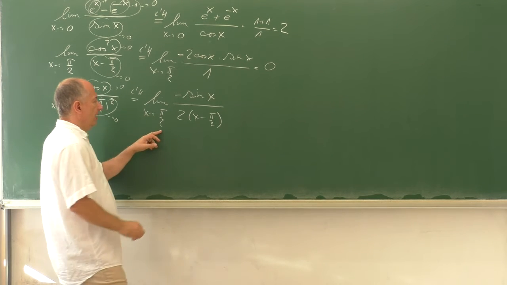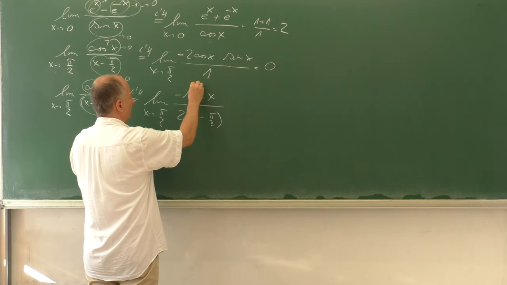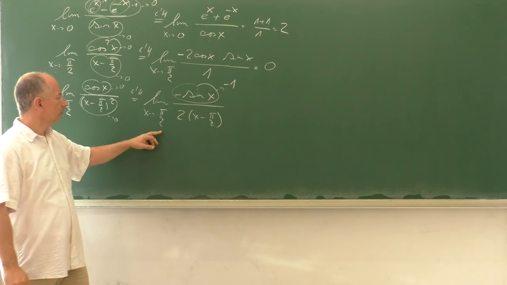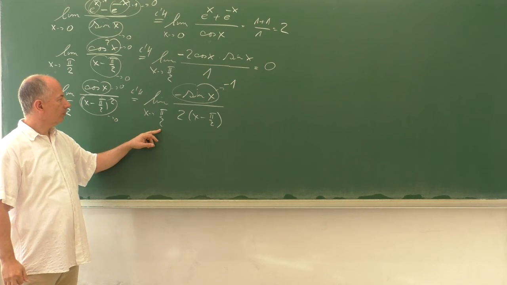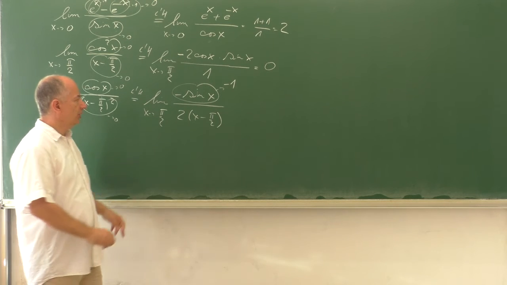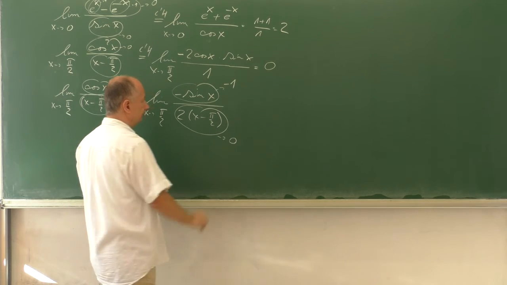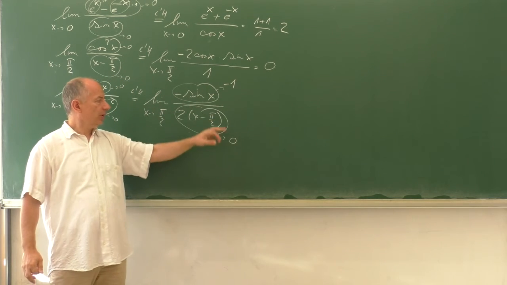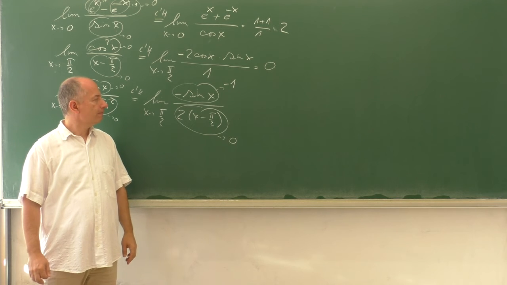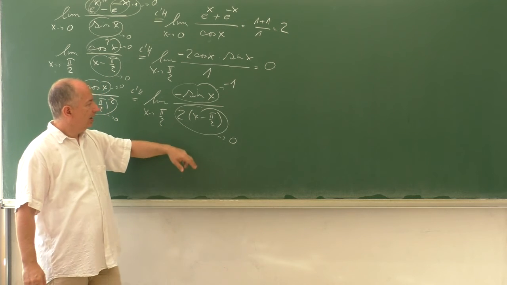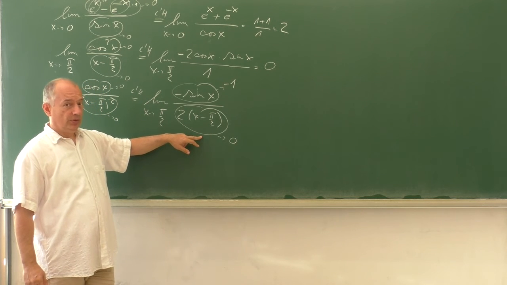If x goes to pi half, then sine goes to 1, and minus sine goes to minus 1. But now, this difference goes to 0. So we have minus 1 divided by 0. This is not for L'Hopital's rule anymore. Now we must consider the single-sided limits.